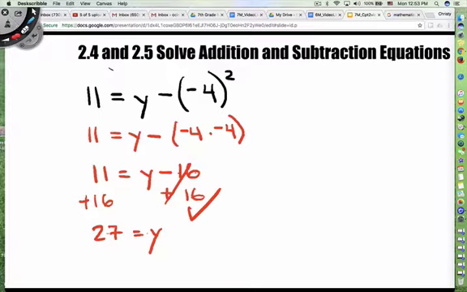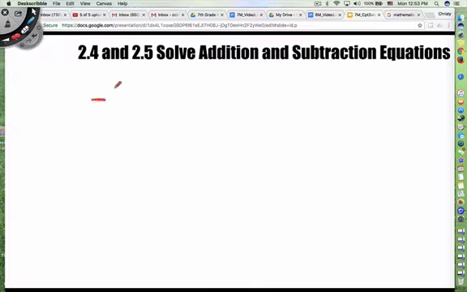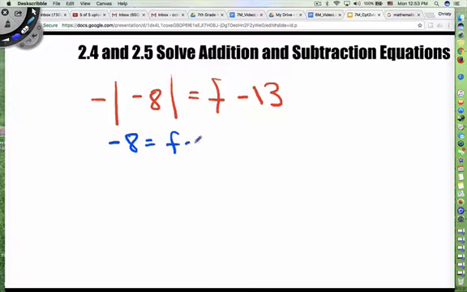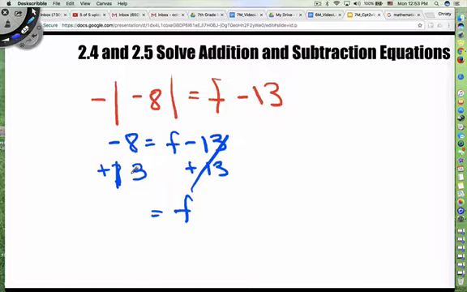One more tricky one, and then I'll set you free. Negative absolute value of negative 8 equals f minus 13. Okay, this is saying the opposite of the absolute value of negative 8. So opposite of 8 is equal to f minus 13. We add 13 to both sides to isolate the variable. Oops, sorry. Add 13, cancel, f equals negative 8 plus 13, which is 5.